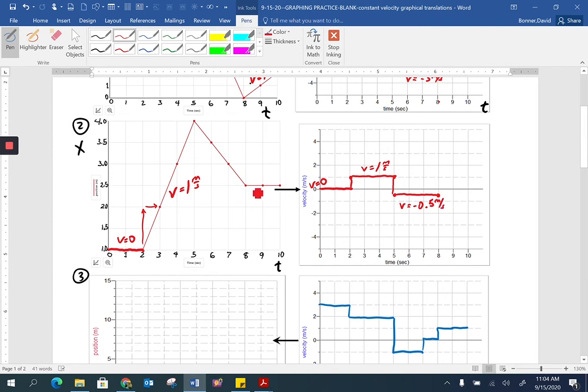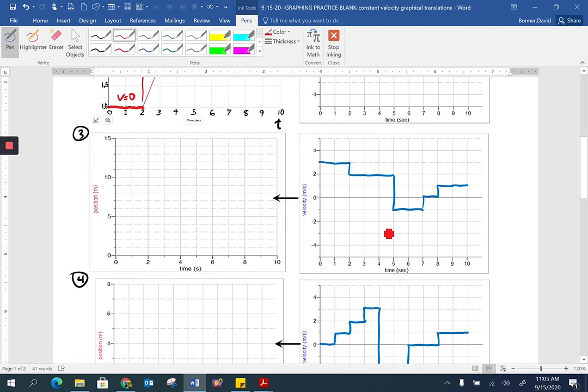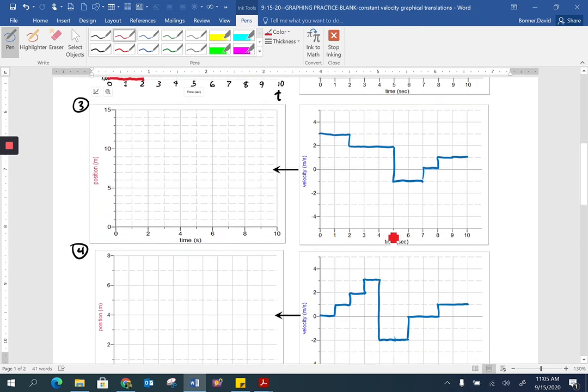After time equals 8, it's going to be at the 2.5 meter mark on the tape measure, but it's not moving anywhere. It's just standing at that 2.5 meter mark and holding that position constant, which means the velocity is now 0. If we want to work backwards, I'm going to make this into a separate video so that we can look at how to do velocity-time and position-time in a similar way that we just did.